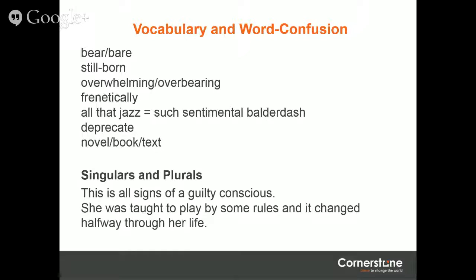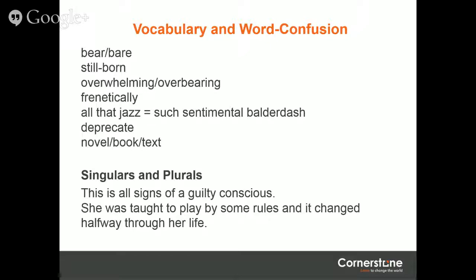Now, the first sentence has got a singular plural mistake and a spelling mistake. So if you can see the spelling mistake, just type it in the chat, please. This is all signs of a guilty conscience. Now, if they are signs plural, and it all means that there are a few of them, then you cannot say this is. You have to say these are all signs. Okay, good. And then the word conscience, of course, is spelled C-O-N-S-C-I-E-N-C-E, conscience, like that. This word, conscious, means you're not asleep, you haven't been knocked out, you are aware of what is going on around you. So learn the difference between those two.